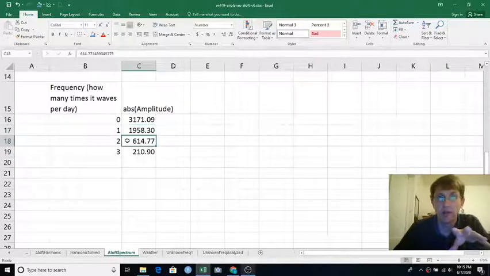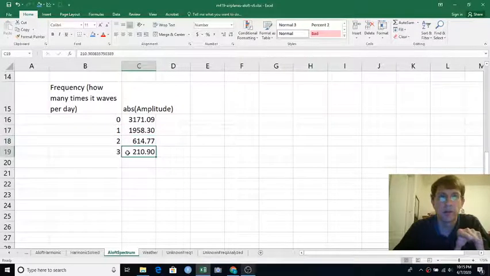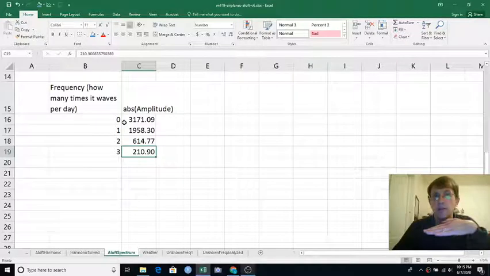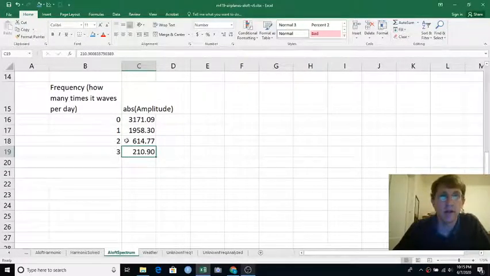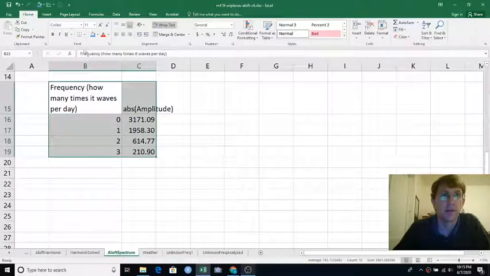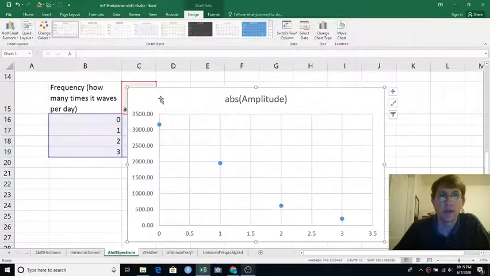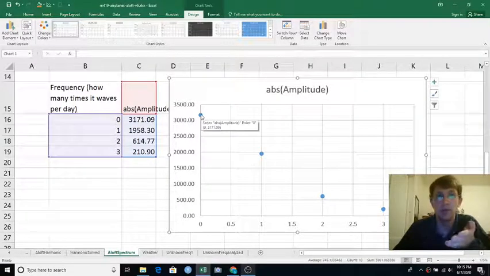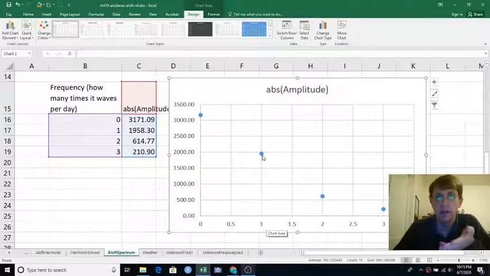The amplitude of the twice a day wave was a fair bit smaller. The amplitude of the three times a day wave was even smaller. That vertical shift that we said was about 3000, we can think of that as a zero times a day wave. How much does it wave? Not at all. So then once I have those, I can plot them against the frequency and say, here at a frequency of zero times a day, I have an amplitude of 3100. At a frequency of one time a day, I have an amplitude of almost 2000, etc.